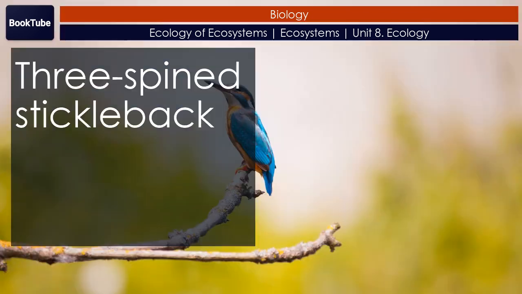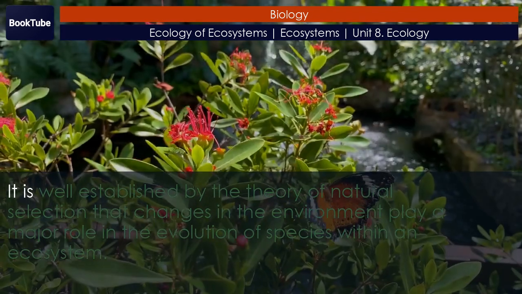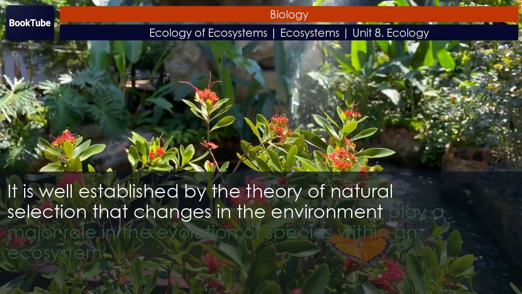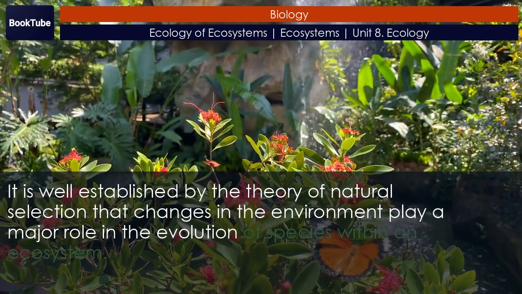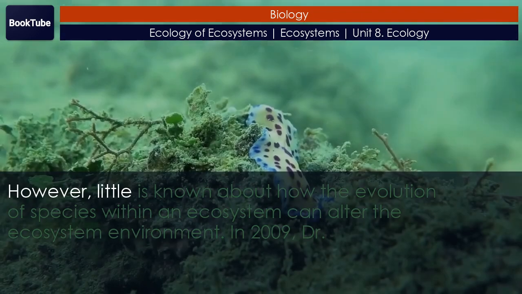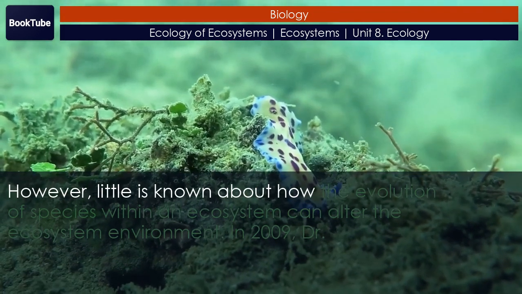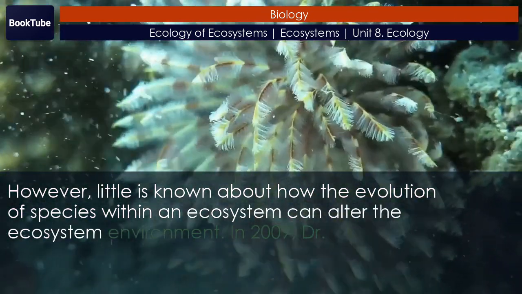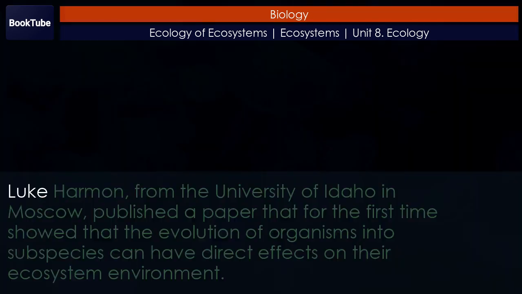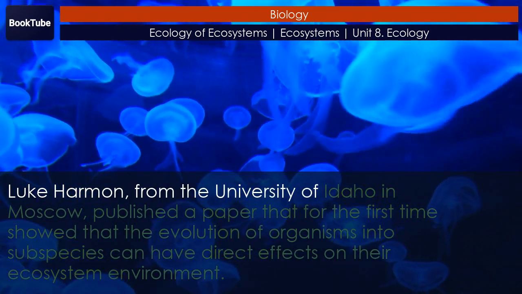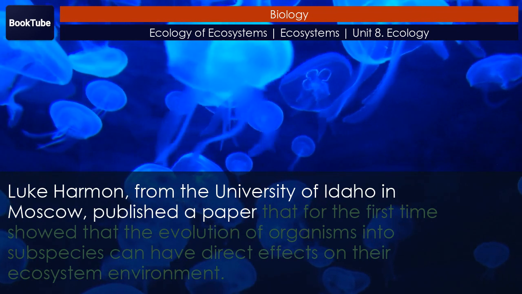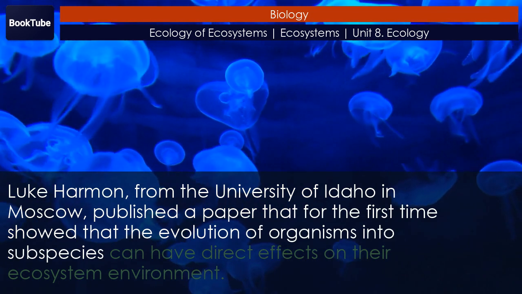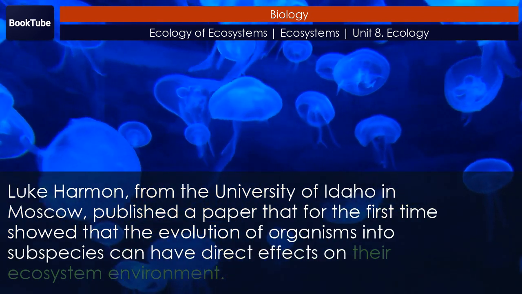Evolution connection. Three-spined stickleback. It is well established by the theory of natural selection that changes in the environment play a major role in the evolution of species within an ecosystem. However, little is known about how the evolution of species within an ecosystem can alter the ecosystem environment. In 2009, Dr. Luke Harmon, from the University of Idaho in Moscow, published a paper that for the first time showed that the evolution of organisms into subspecies can have direct effects on their ecosystem environment.